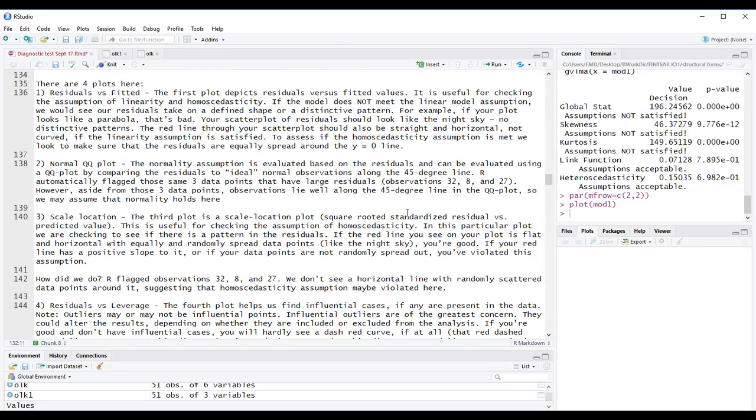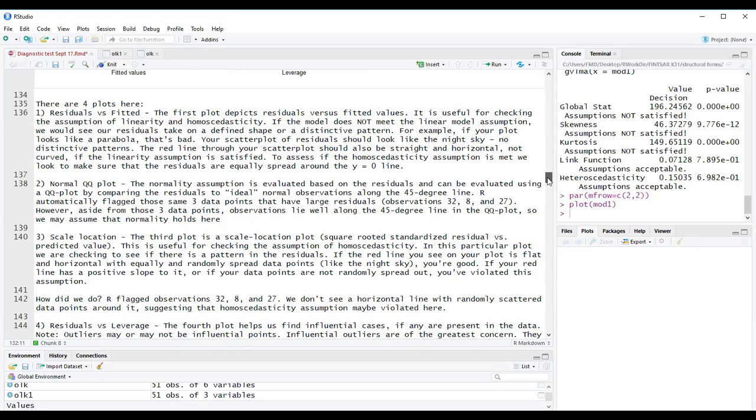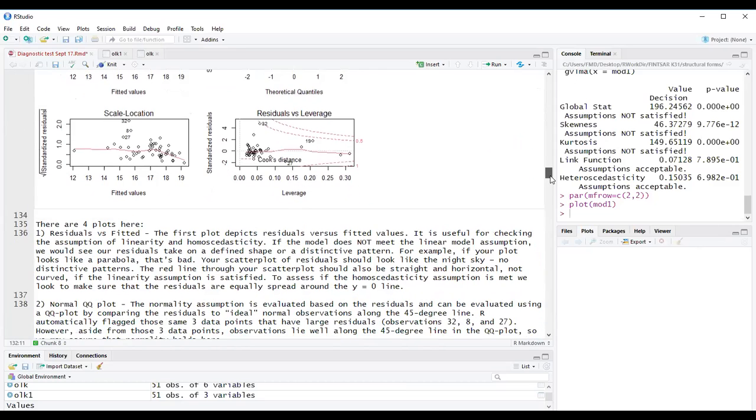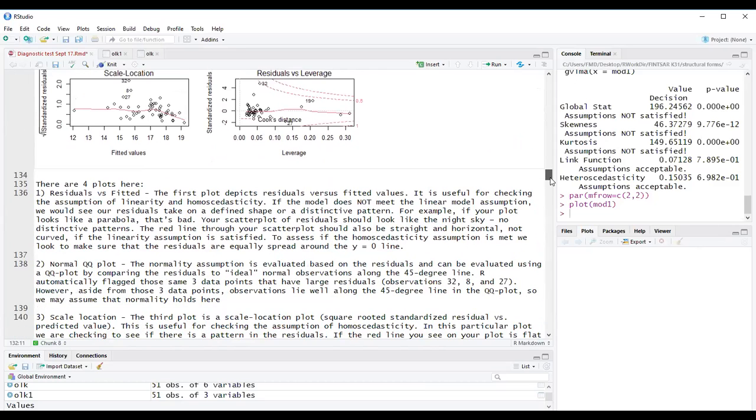Sabi dito, however, aside from the 3 data points, si 27, si 8, at saka si 32, observations lie well along the 45-degree line in the QQ plot. So, mukha namang normality, no? Pero, mga visuals pa lang to, guys, ha? Mga visuals pa lang to. We will have to statistically test for this pa.